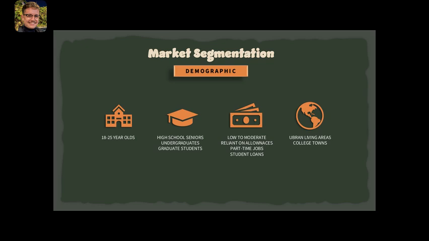First, we consider demographics. Our primary audience is 18 to 25 years old, college and university students, many on a tight budget, who rely on allowances or part-time jobs, so affordability is crucial. They're mostly found in urban areas or college towns, giving us a clear idea of where to focus our efforts.